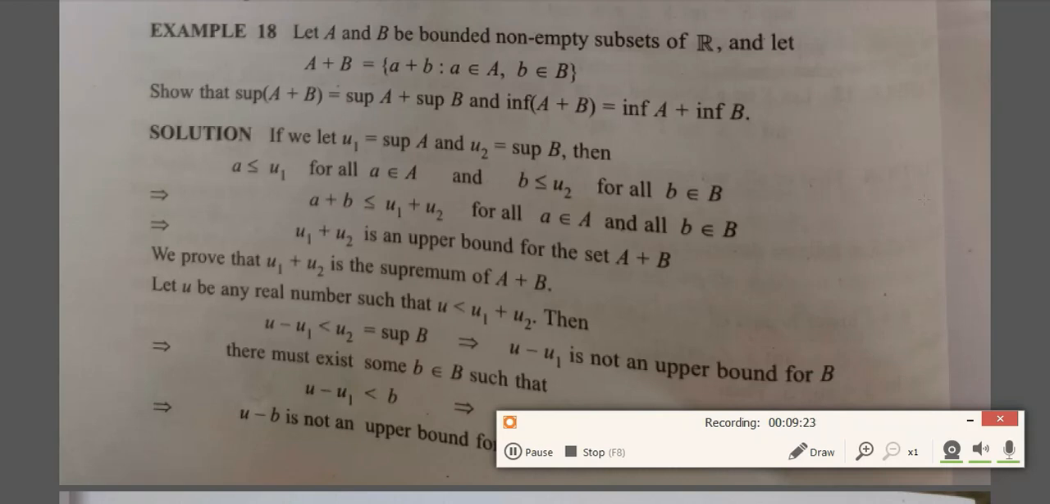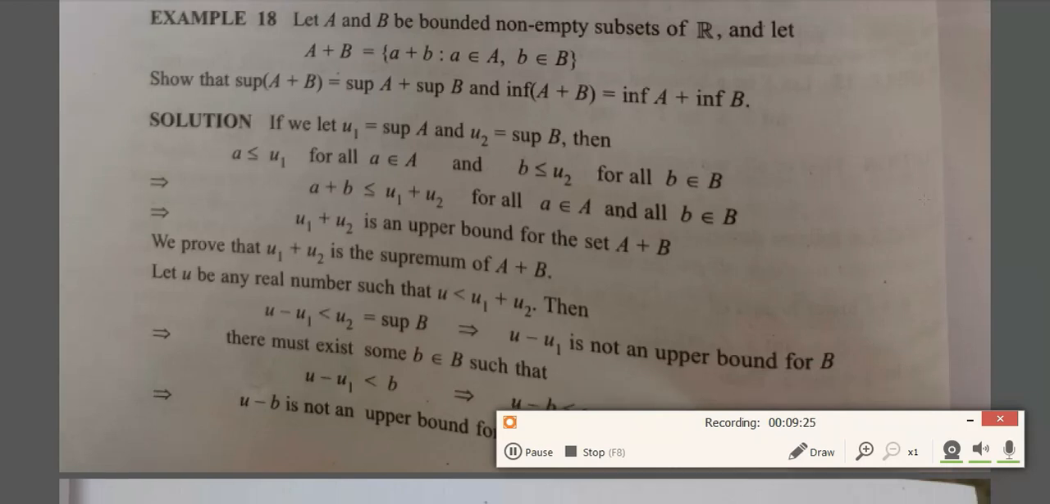Now we let U1 equal the supremum of A and U2 equal the supremum of B. Then a is less than or equal to U1 for all a in A and b is less than or equal to U2 for every b in B. So a plus b is less than or equal to U1 plus U2.